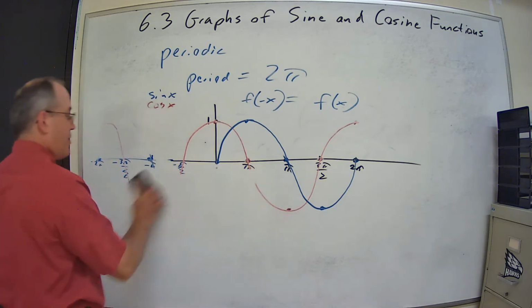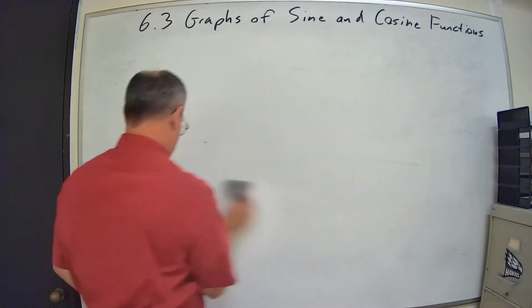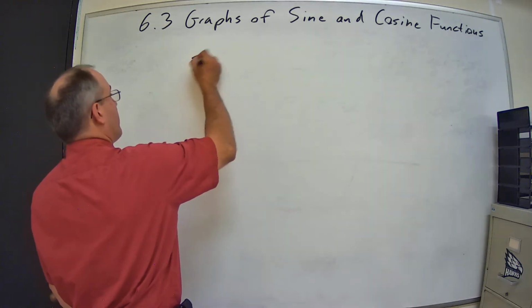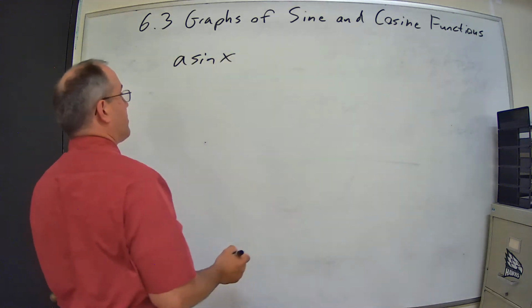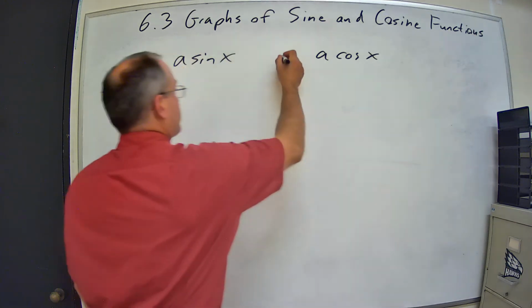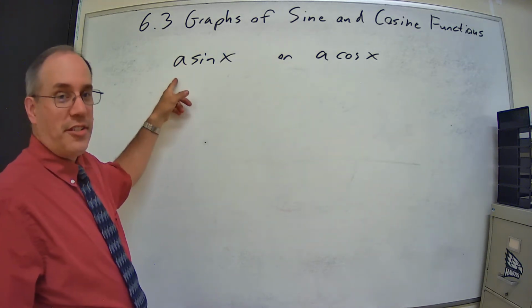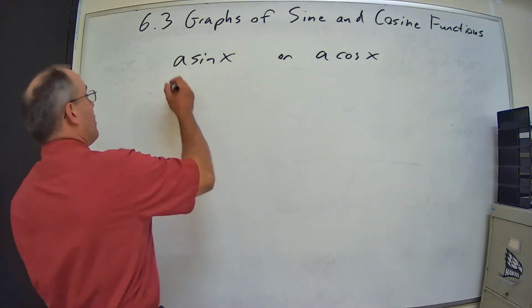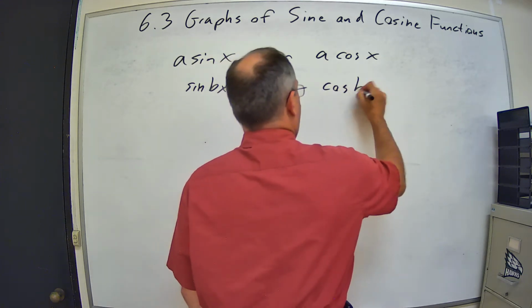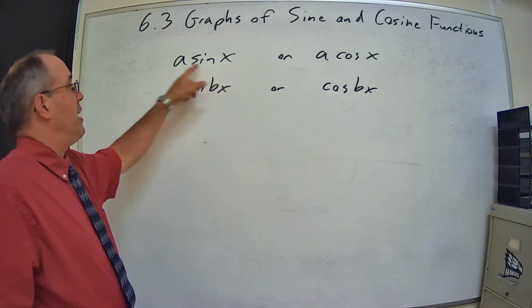Okay, so now that we've got that, we can actually graph some modifications of sine and cosine functions. And the modifications I want to deal with are a sine x or a cosine x. And that's not arc sine, okay? Just don't get confused with that. That is a as in a constant a. So a sine x or a cosine x. And sine bx or cosine bx.